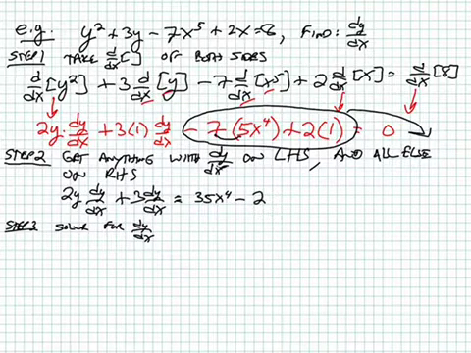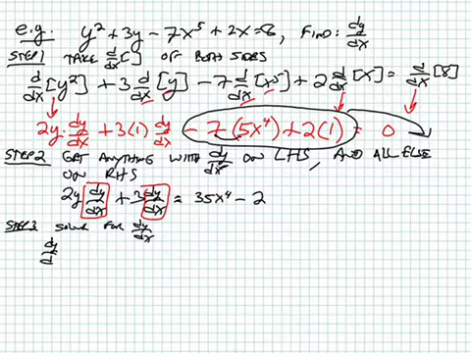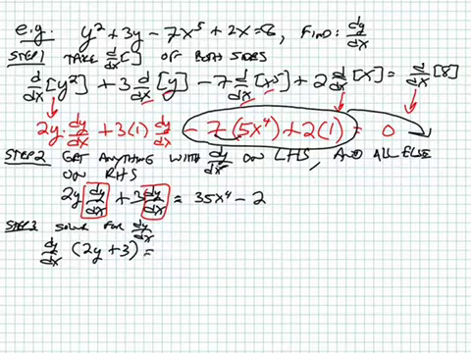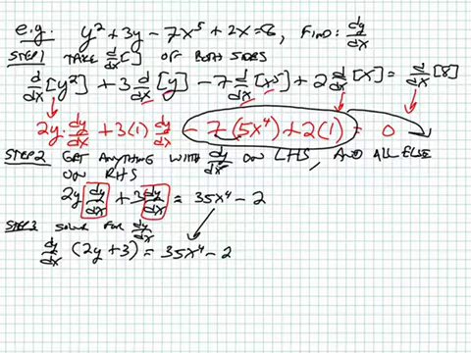Okay, so what I'm going to do is, both of these terms have a dy/dx. So I'm going to factor out the dy/dx, and I have dy/dx times (2y + 3) is equal to the right-hand side, which didn't change, which is 35x^4 - 2. The last step in this puzzle is I just divide both sides, because I'm solving for dy/dx.